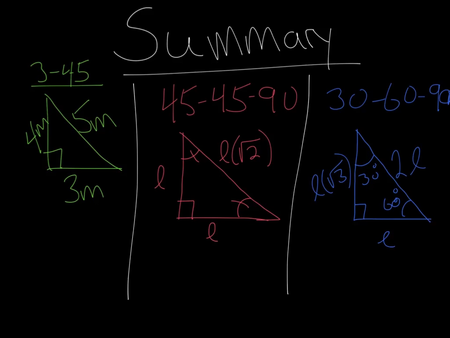Before we get to the examples, this is just a summary of what we've talked about thus far. We have 3, 4, 5 triangles, meaning that if I have a right triangle where I can multiply them all by one number, and I still have the ratio of 3 to 4 to 5 with my sides, I can use that to my advantage to solve for the other sides if need be.